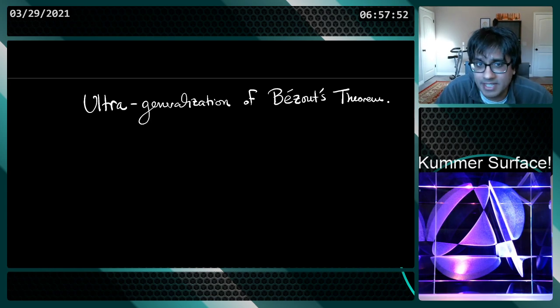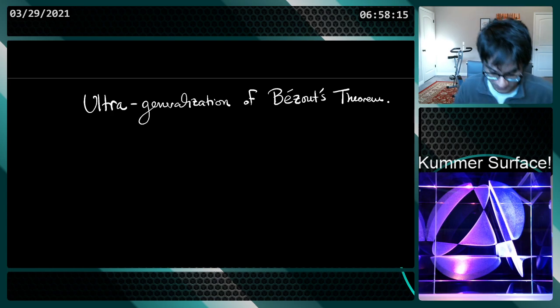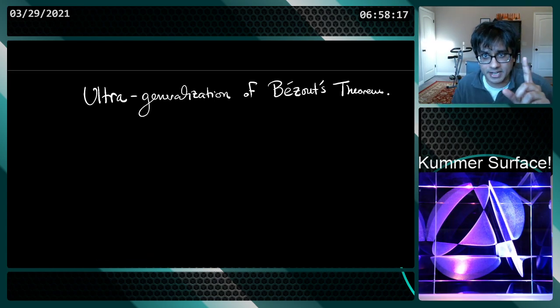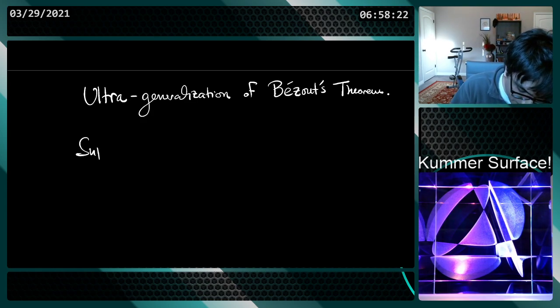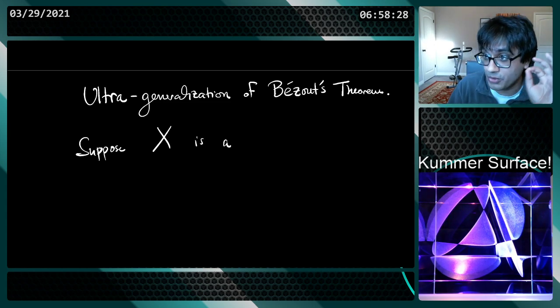All right, so here's the altered generalization of Bezout's theorem. What it is, I'm just going to state it. It's right here. Yes, there we go. It's theorem 1.1. Okay, so to set it up, this is the last thing I'm going to say today. To set it up, suppose X is a smooth variety.